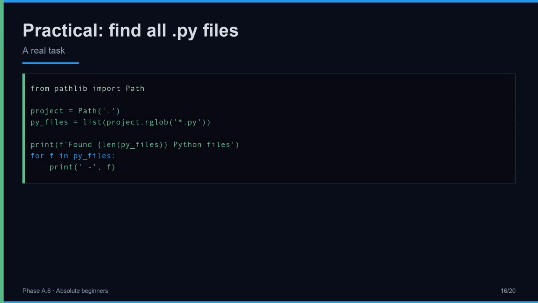Let us put it together. You want every Python file in a project. Import Path. Point at the project folder. Call rglob with *.py. Wrap it in list so you can call len on it. Print how many you found, then loop and print each one. Six lines of code and you have a complete inventory of every Python file in your project, no matter how deeply nested. This is the kind of task that would take forever by hand and seconds with Pathlib.